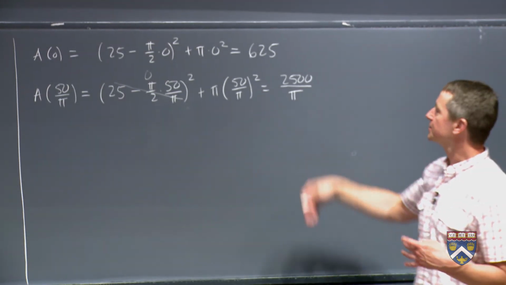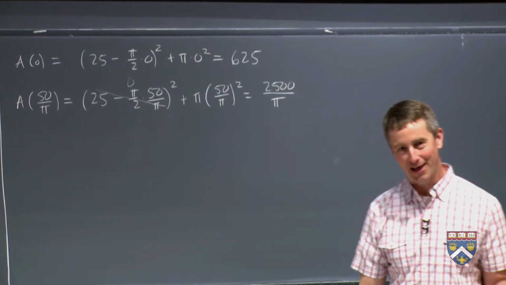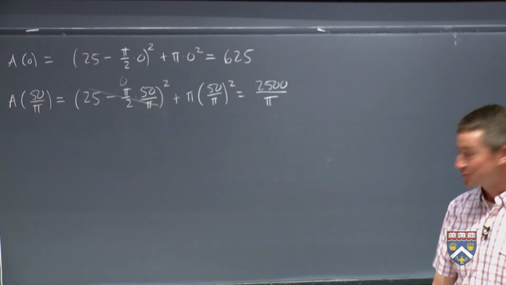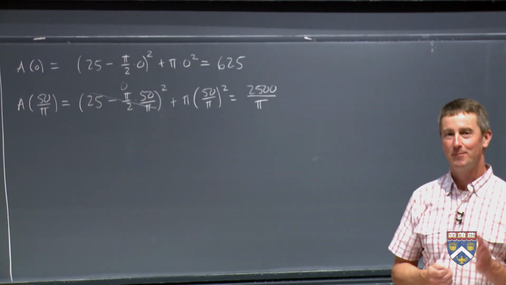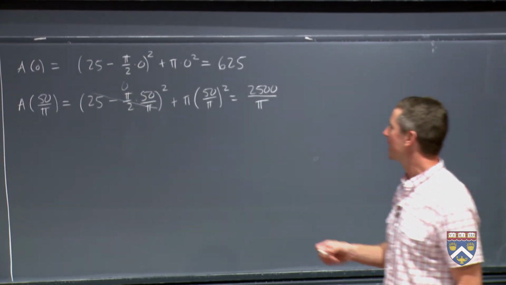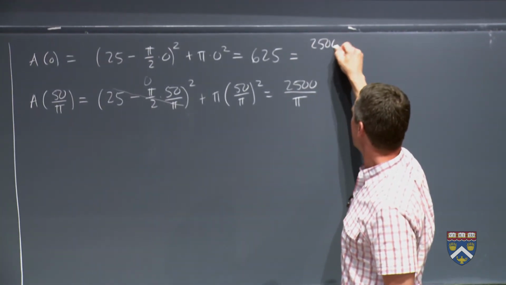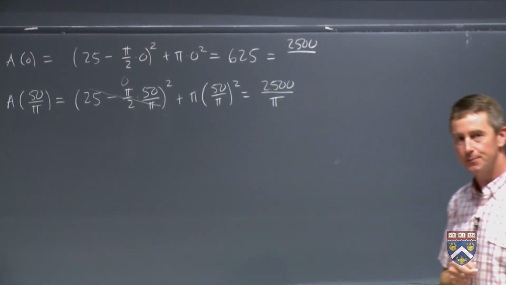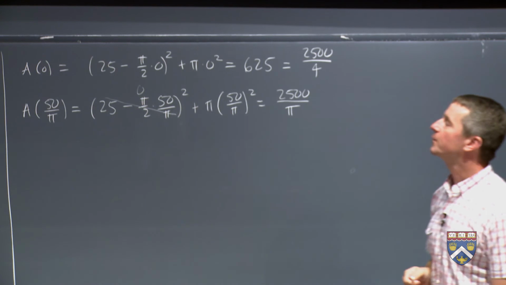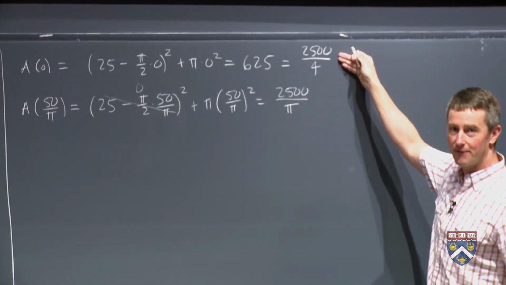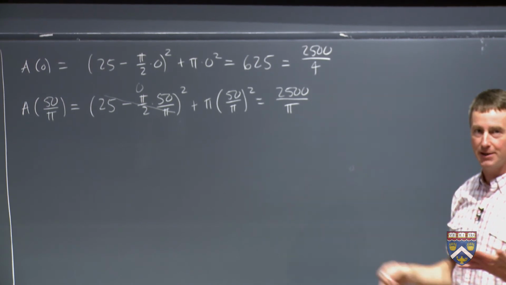We're supposed to compare which of these numbers is bigger, 625 or 2,500 over pi. Of course, you can get out your calculator and put 2,500 over pi into it and see if you get something more or less than 625. But it's actually not too bad to do without a calculator because 625 happens to be 2,500 over what number? Over 4. So if we do all square, we get 2,500 over 4 units of area. All circle, we get 2,500 over pi units of area.